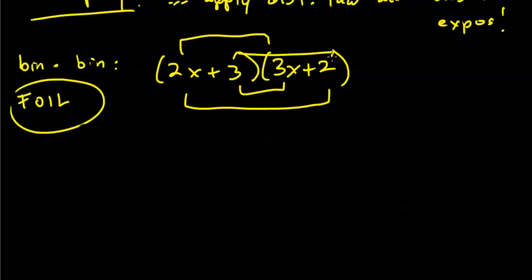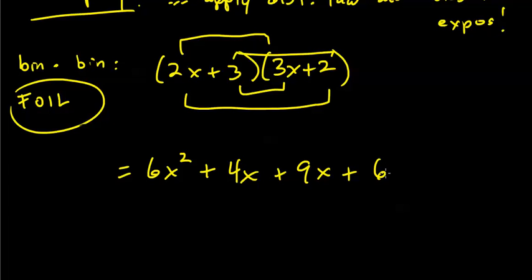Multiply the first product, then multiply the outer product, then the inner product, and the lasts, and add up those four products. Alright, so if I multiply the firsts, I get 6x squared plus the outer product gives me a 4x plus the inner product gives me a 9x plus the last product gives me a 6. Alright, let me check that. 6x squared plus 4x plus 9x plus 6.